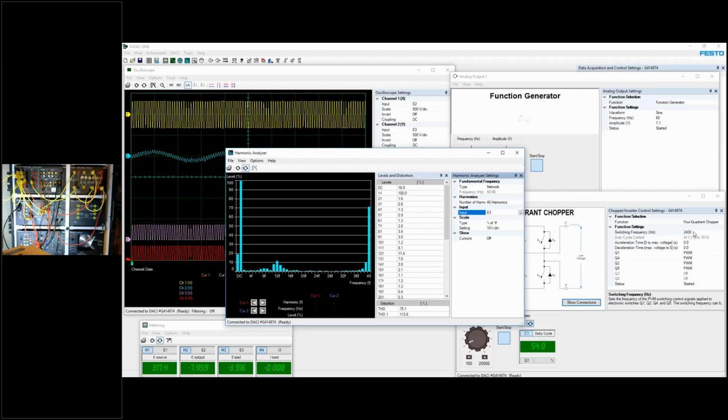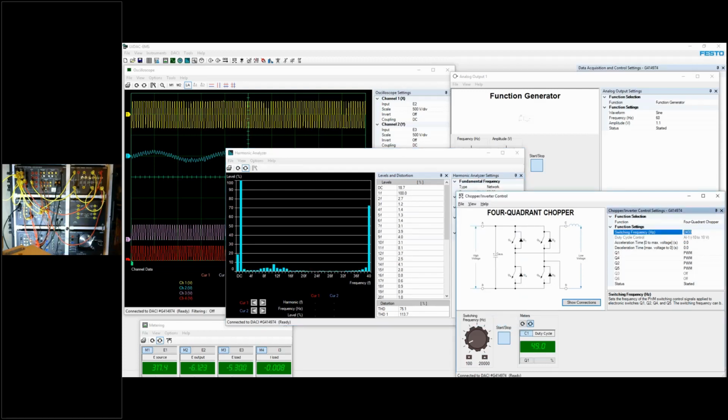By the way, you will see here, I will switch to 20,000 Hertz. And if you hear the whining sound of my transistors, you will see that it disappears. Boom, it's not there anymore. And now you can see that in our harmonic analyzer, we don't have any.